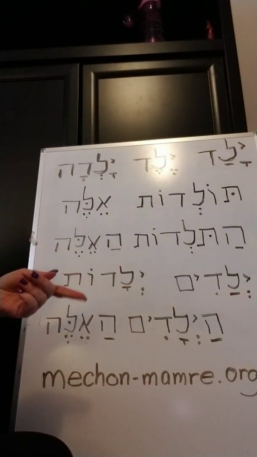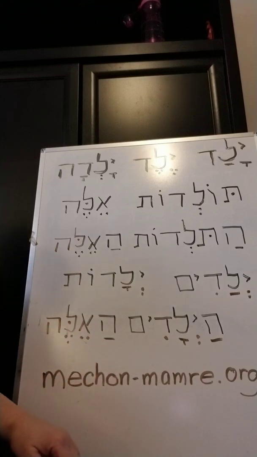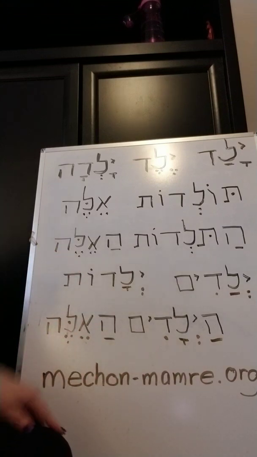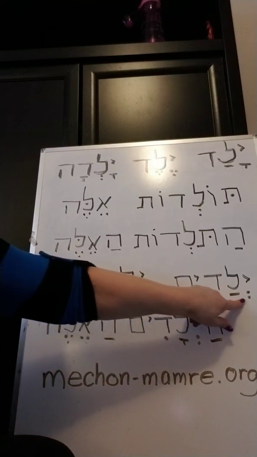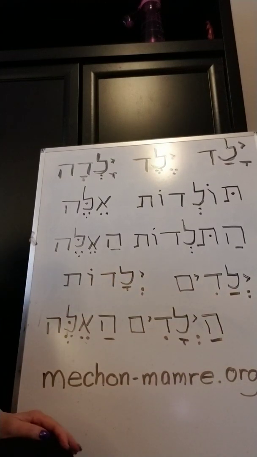But if you have a group of boys and girls, you would call them yeladim. This would include both. So it's either boys or boys and girls.